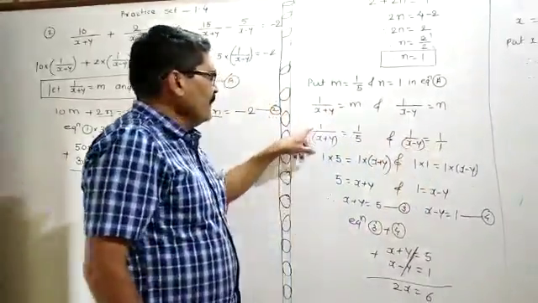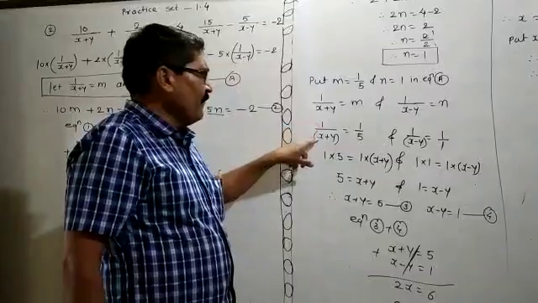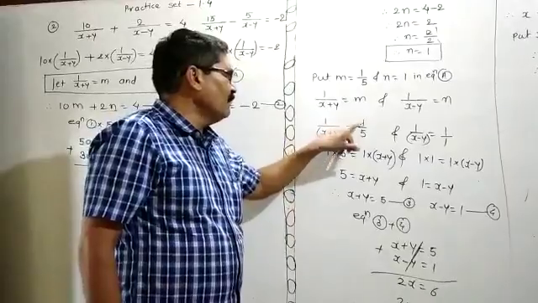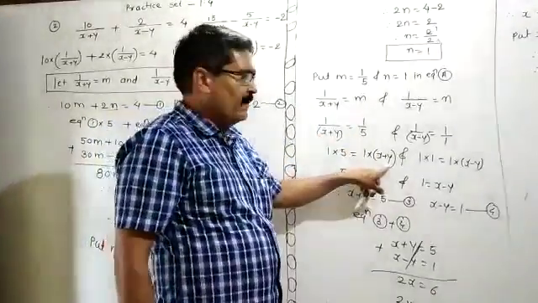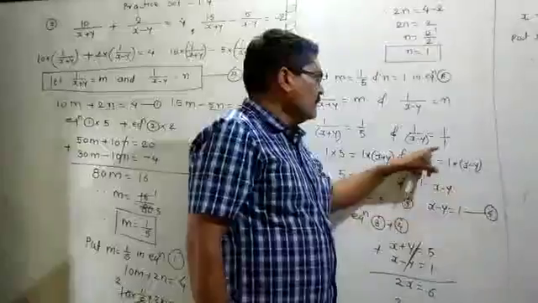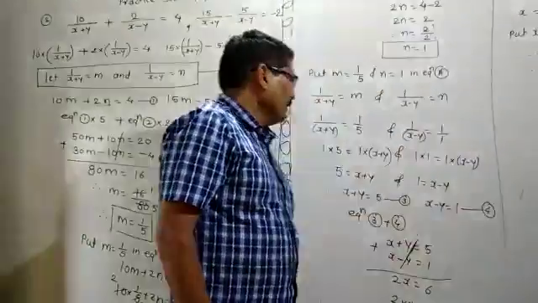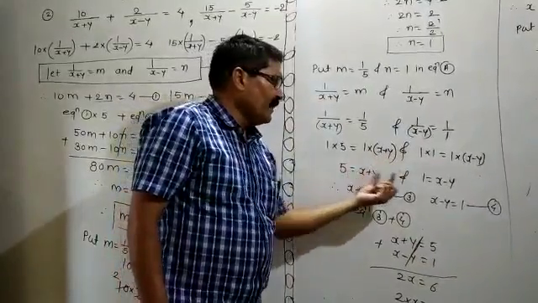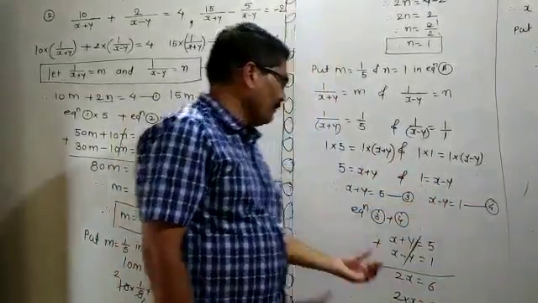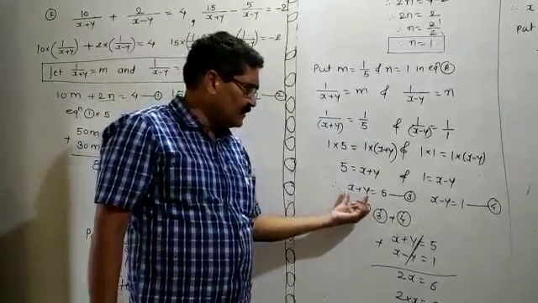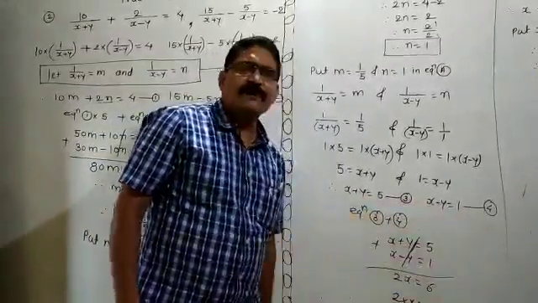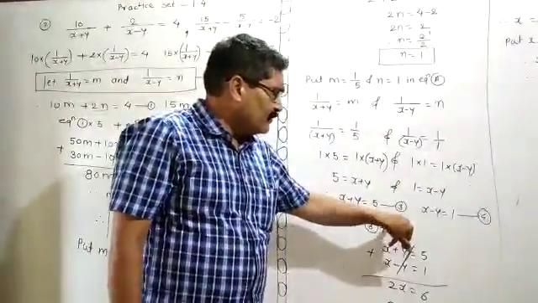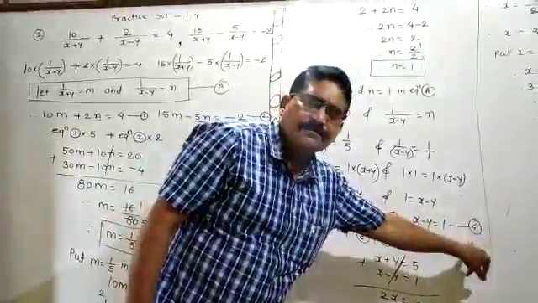This divided by 5 becomes multiplied by 5. Then 1 multiplied by 5 is equal to 1 multiplied by x plus y, and 1 multiplied by 1 is equal to 1 multiplied by x minus y. From that we will get the equations: 5 1s are 5, x plus y is equal to 5 and x minus y is equal to 1. From that we will again get the two equations, x plus y is equal to 5 and x minus y is equal to 1. You have to give the number to this equation as 3 and this equation as 4.